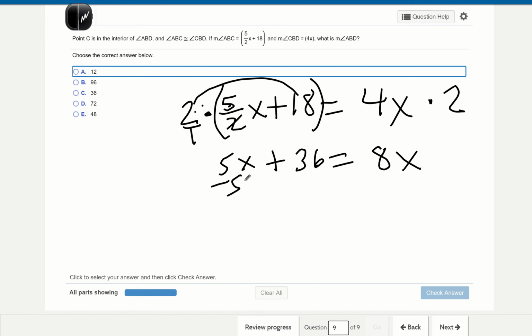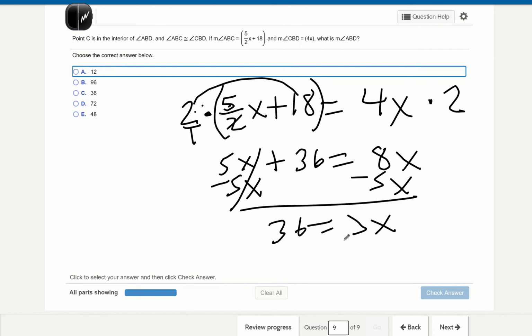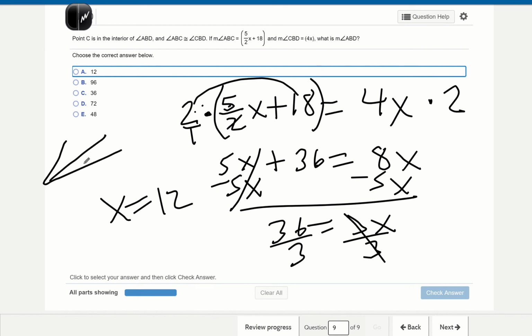To solve this, subtract 5x on both sides here. And then we're left with 36 equals 3x. And then we can divide by 3. And so 36 divided by 3 is 12, which is that first answer right there. But remember, they're asking for ABD. They're not asking for x, right? So what is ABD? Well, ABD is the entire angle, right? We drew it here. ABD is the entire angle, so that means we have to add both of these mini angles to get that big angle, okay?